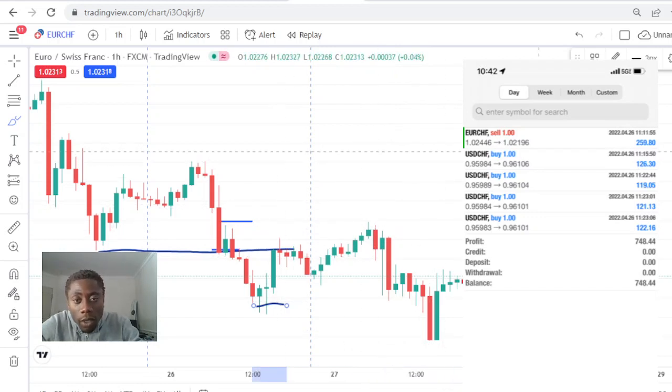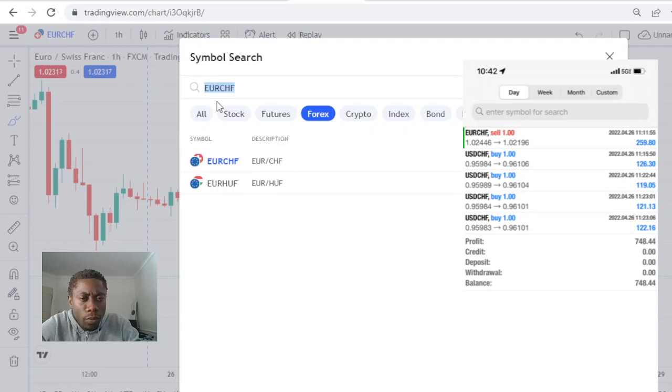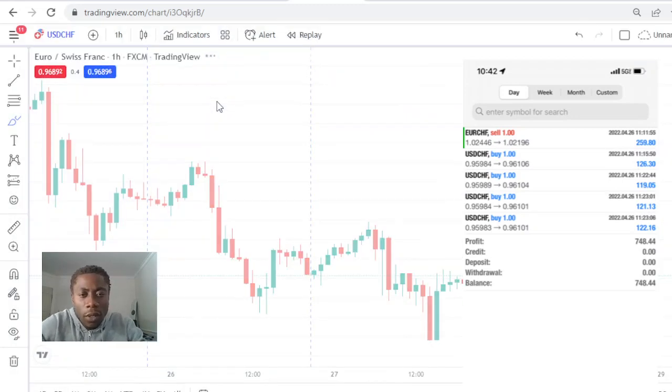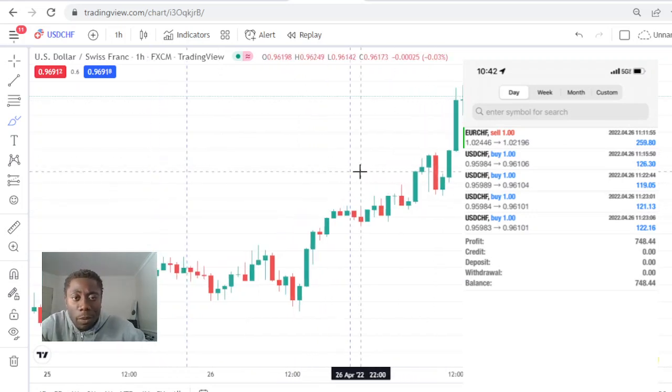What I did do was, in conjunction with that Euro CHF trade, I did also look at the USD CHF trade, which I was able to get an entry for as well. And this was the, let me see.